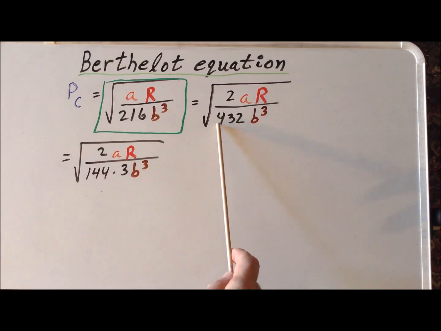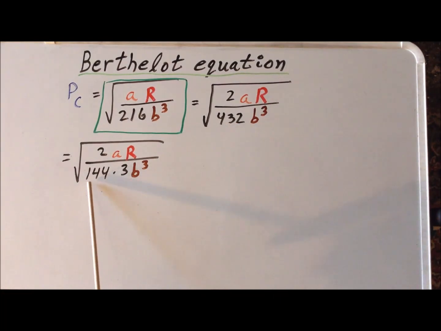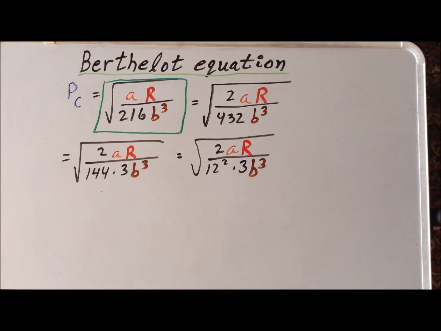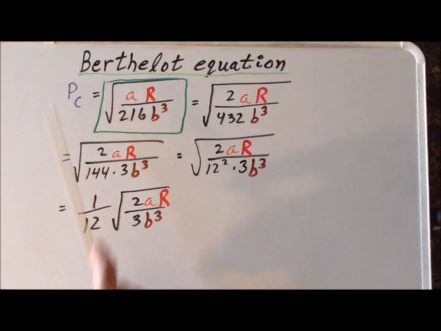We notice that 432 can be factored as 144 times 3. And the key insight here is to recognize that 144 is the perfect square of 12. Here we write out explicitly that 144 is equal to 12 squared, so we realize that we can pull this in front of the radical sign as 1 over 12. And this gives the final version of the critical pressure. This is the result from another one of the sources. It looks a little different than this, but has exactly the same value. 1 over 12 times the square root of 2ar divided by 3b cubed.